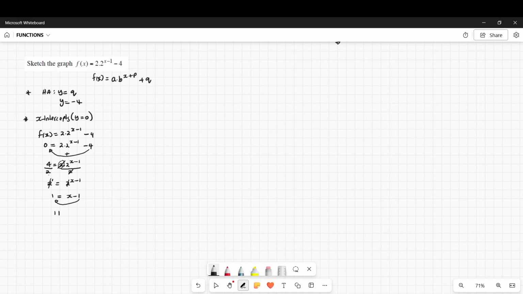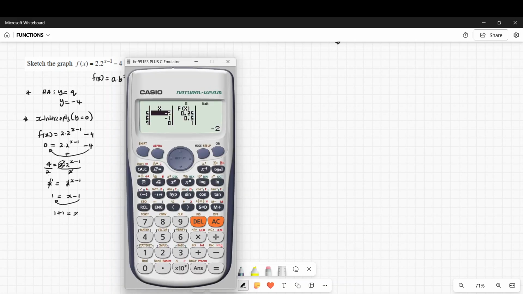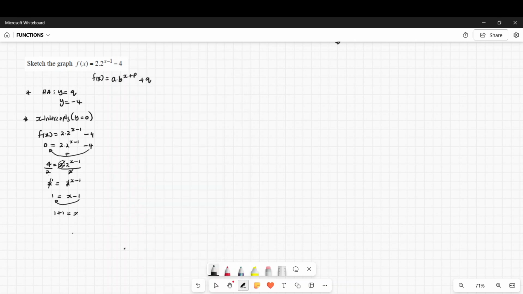So now to be 1 plus 1, which will be equal to what? X. So now over here you have that, right? So 1 plus 1, that will give us what? 2. Always use your calculator. 2, and that will be our answer as for x-intercept. So it will be (2, 0).